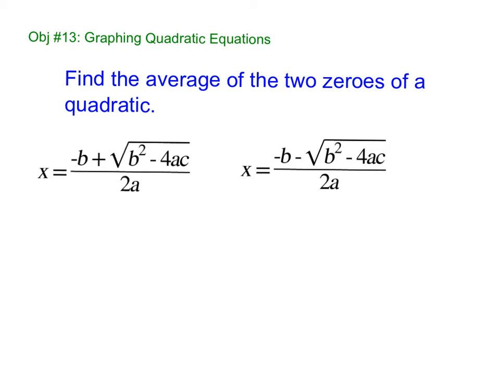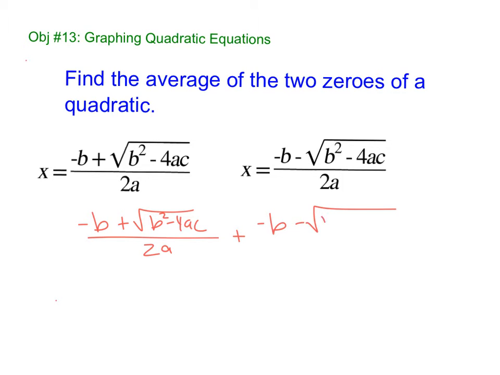Okay, so we have our two. I broke up the quadratic formula. What I want you to do is add them and divide by 2. Find the average. So if we add negative b plus root b squared minus 4ac over 2a plus negative b minus root b squared minus 4ac all over 2a, and then we're going to divide that whole thing by 2. What do we get here?